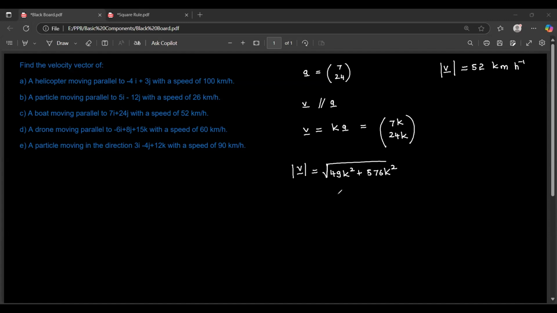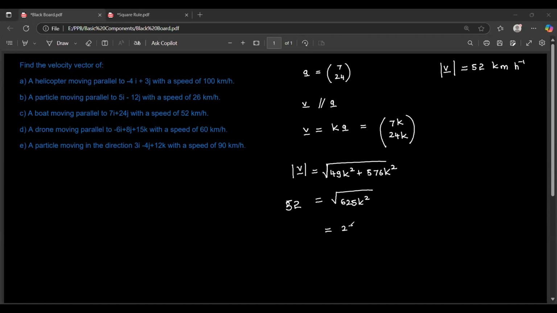824, 2 times 24. Hold on. 24 times 24. So 2 into 28 is 56. 56, 14, 56, 55. Yeah. So this is square root of 625. So this is given as 52.